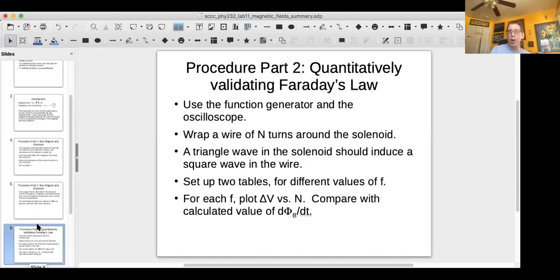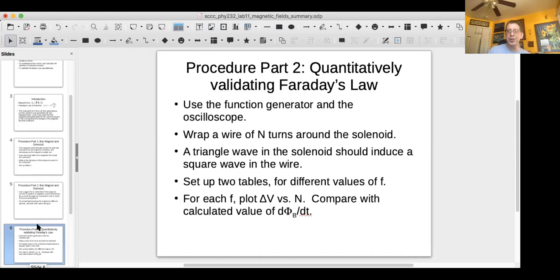Part two is going to be more qualitative. We're going to put the current probe away, and we're going to work with a function generator and an oscilloscope. We're going to have the solenoid set up to the function generator, and we're going to wrap a wire of n turns around the solenoid. So the solenoid will have its own number of turns, but we're going to wrap the wire into a coil as well with a certain amount of turns around the solenoid. So basically, the magnetic flux through the wire is the same magnetic flux through the solenoid. And so we're going to work with that.